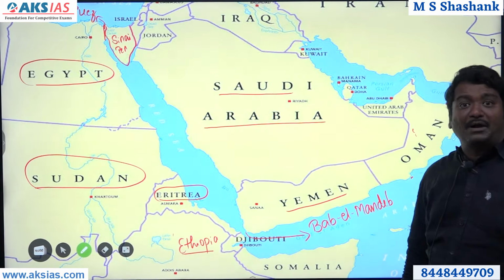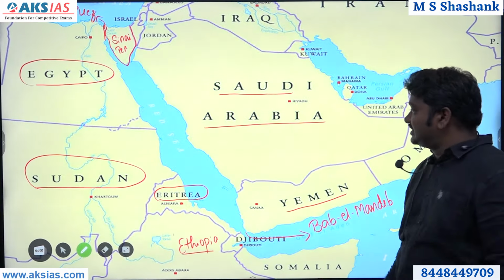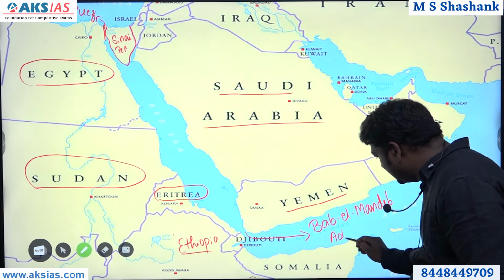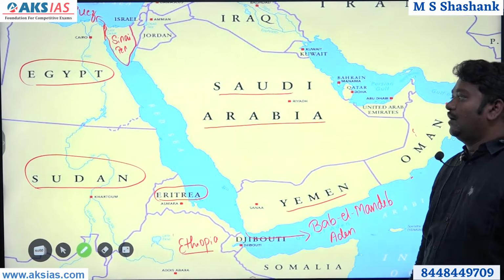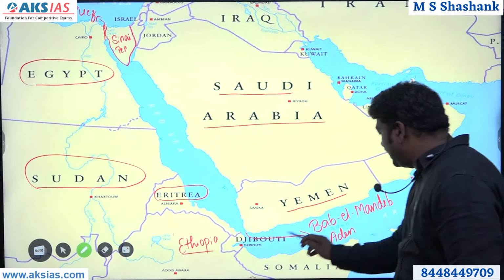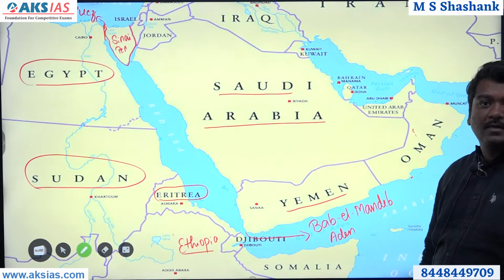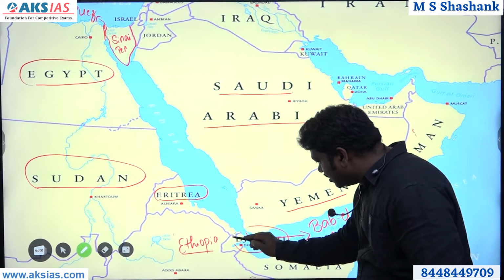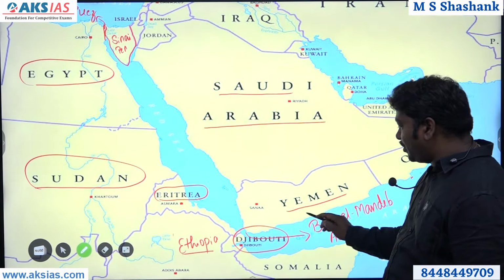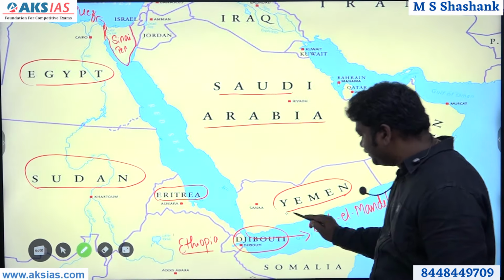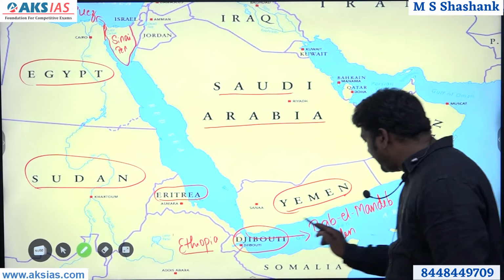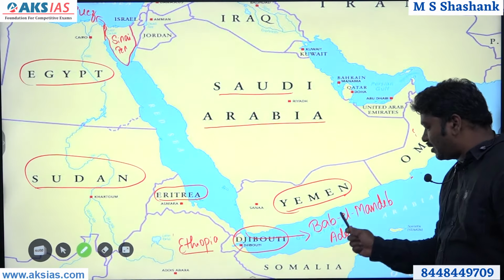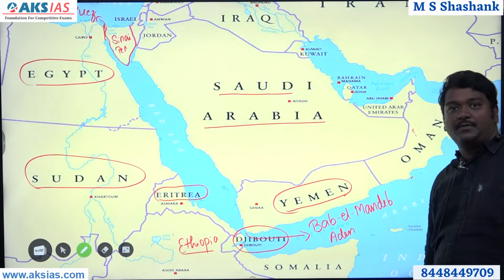Fine, Bab el Mandab. It connects the Red Sea with the Gulf of Aden. I'll write here Gulf of Aden. Which one? Bab el Mandab Strait. And then please see Djibouti and Yemen. These two are important. Djibouti and Yemen are separated by Bab el Mandab.